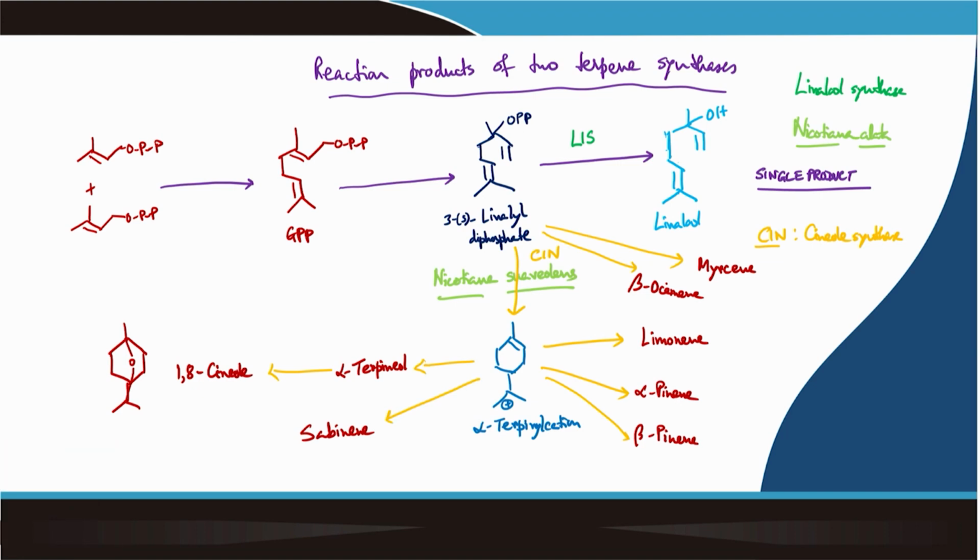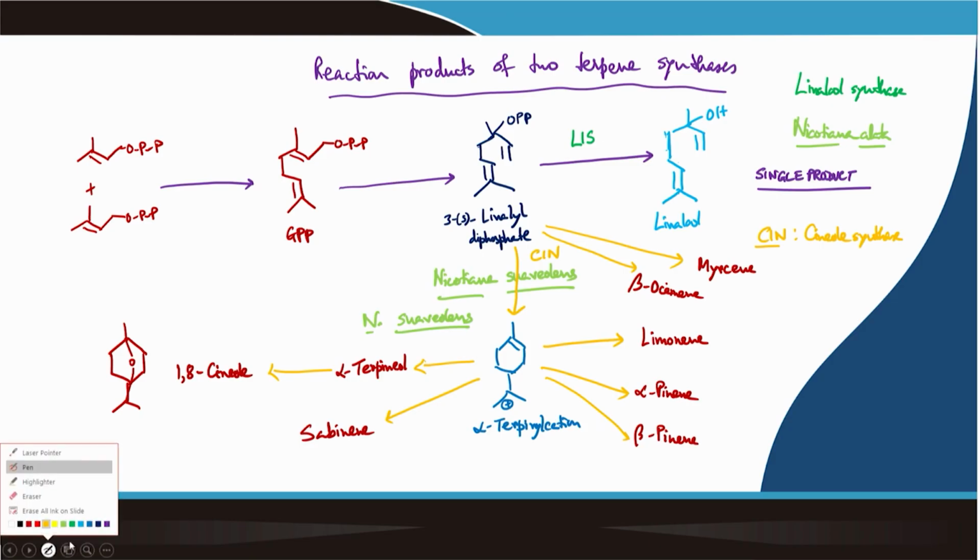The yellow one is basically showing the monoterpene synthase catalyzed different reaction products, and that is localized in this species, Nicotiana suaveolens. So Nicotiana suaveolens is the species where monoterpene synthase is operating, and this is termed as cineol synthase because its major product was cineol.